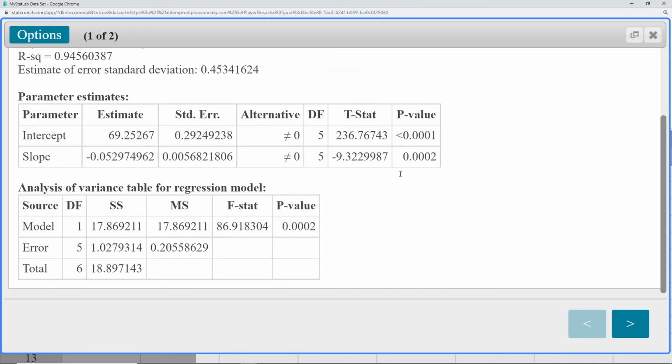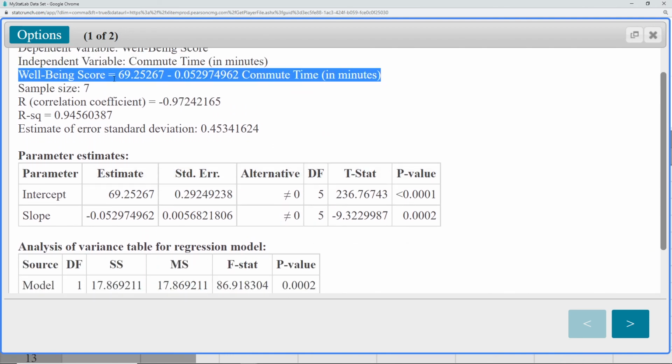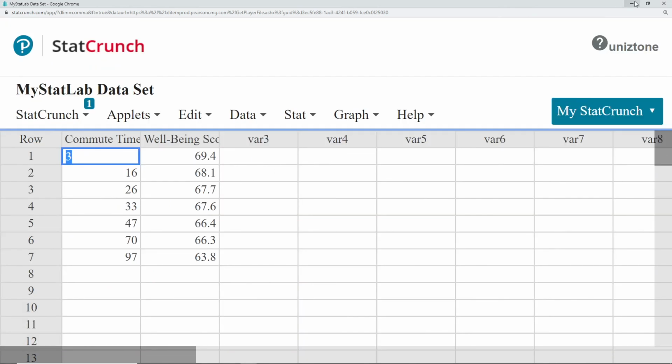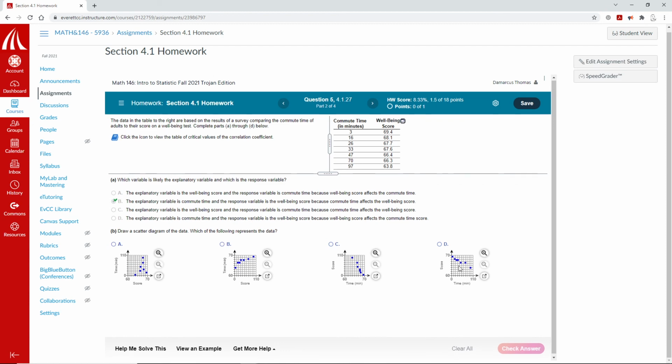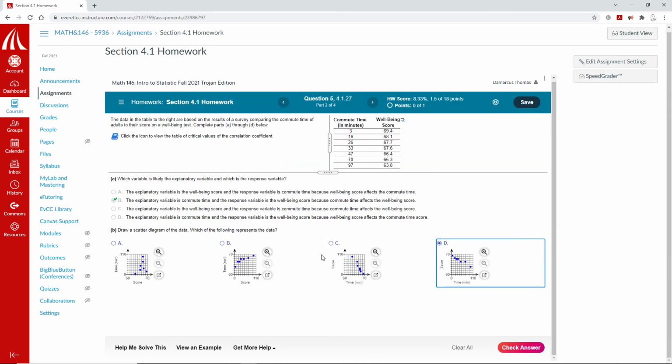That's a good sign. That lets us know that we're dealing with, and even the R, the absolute value of the R, is very strong, very close to 1. So we know that there's definitely a linear relationship between them. And I would actually choose a scatter plot that is a very strong negative linear relationship there. So I'd probably choose D.